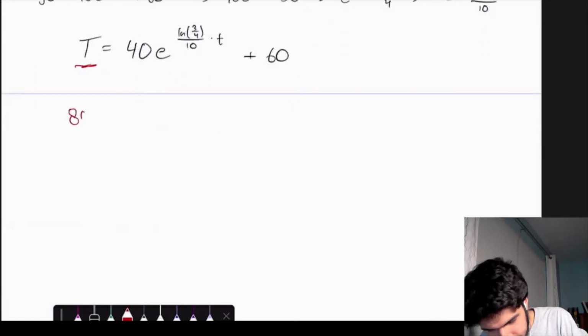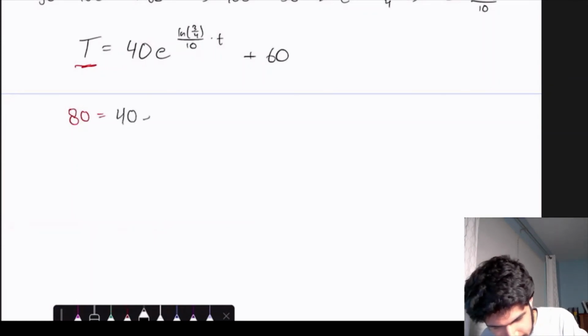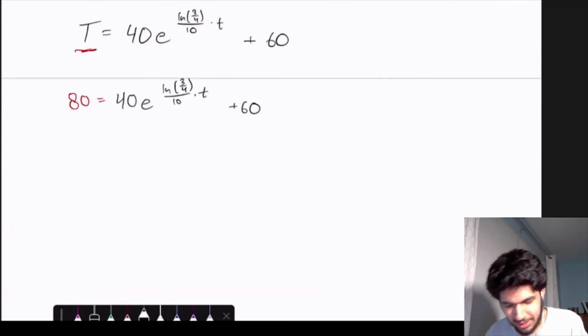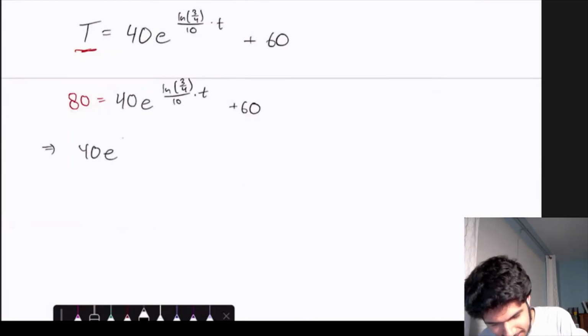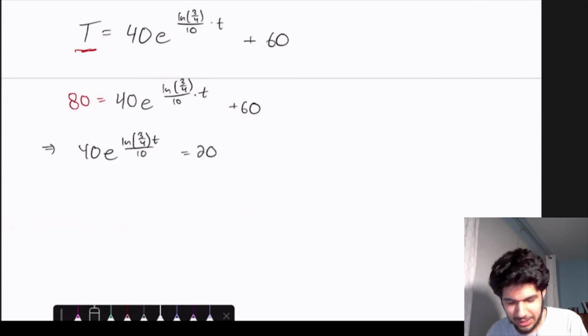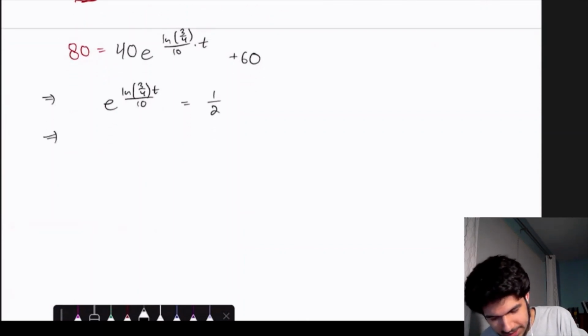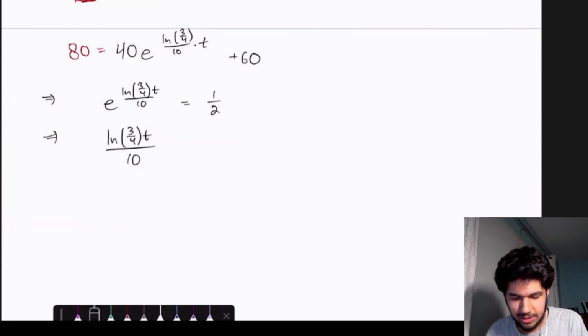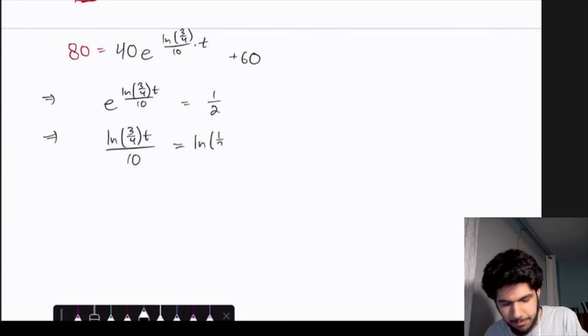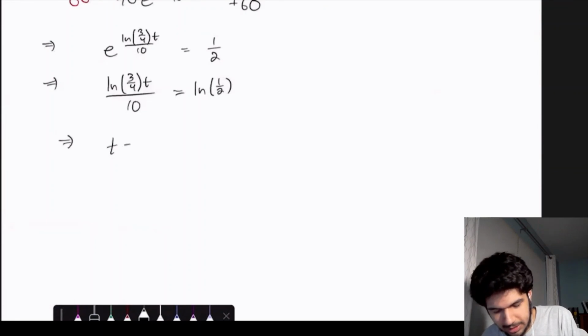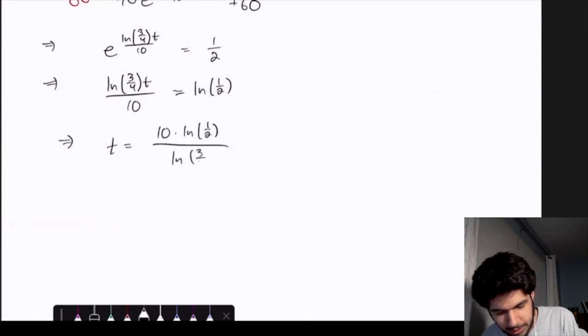So we have 80 equals 40e^((ln(3/4)/10) times t) plus 60. Okay, so that tells us 40e^((ln(3/4)/10)t) equals 20. Divide both sides by 40, get rid of that here. 20 divided by 40 is a half. Take the natural log of both sides. So we get ln(3/4) times t over 10, because the ln and the e cancel. On the right-hand side, we get ln of a half. And now we solve for t. t equals 10 times ln(1/2) all over ln(3/4).